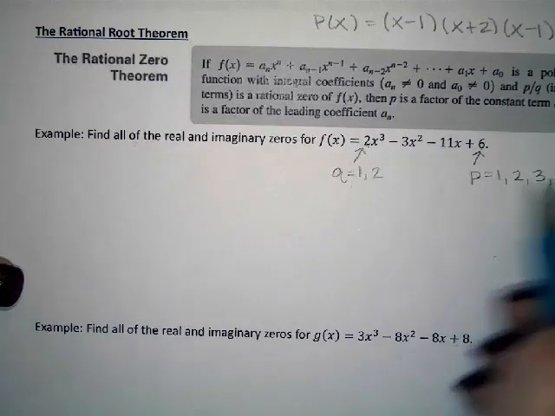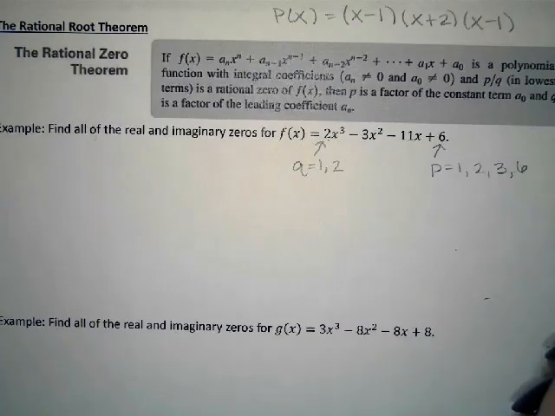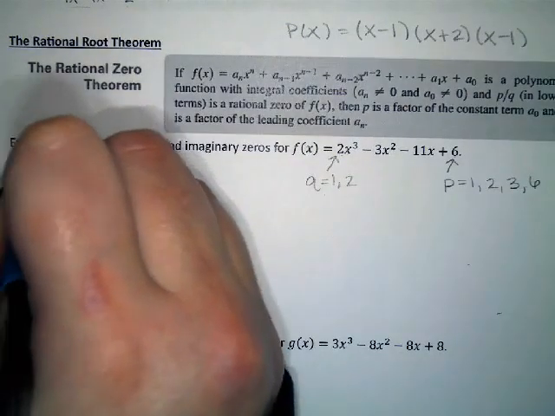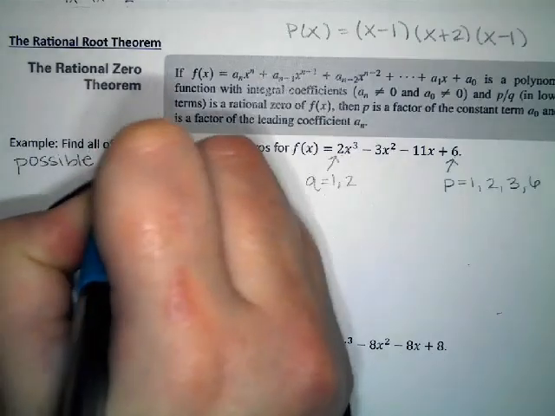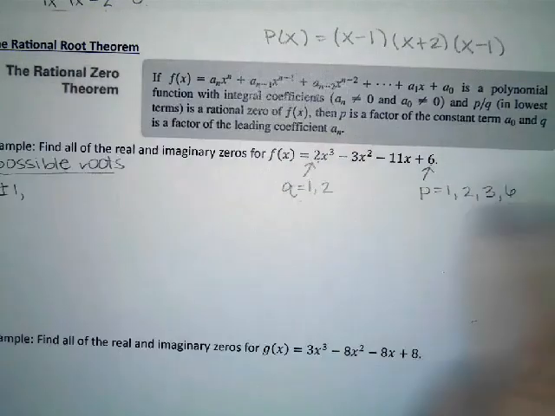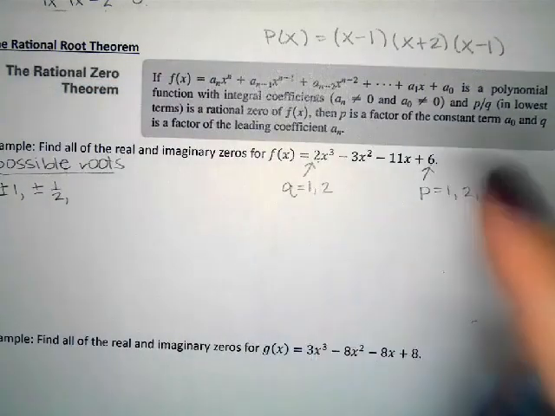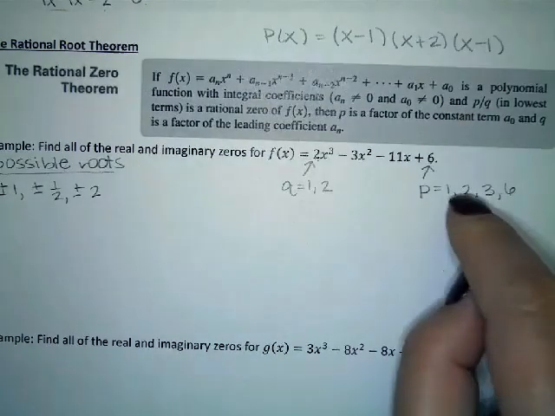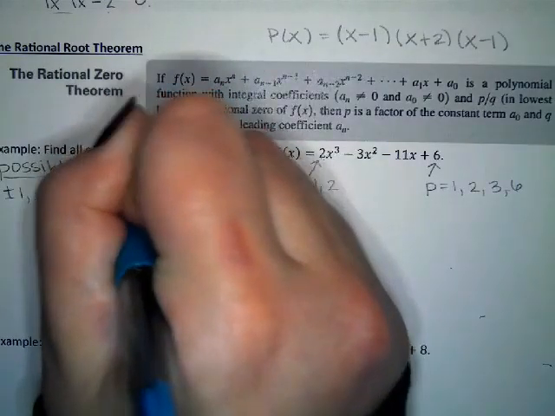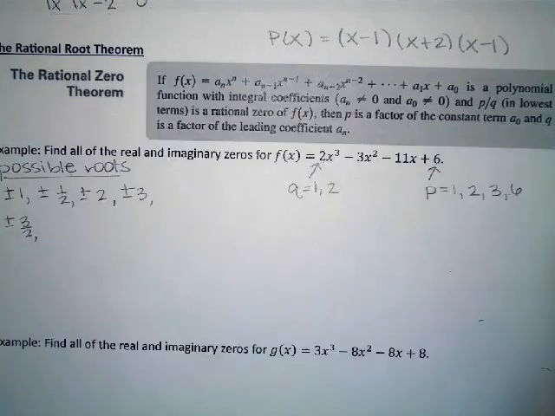So if I look at this, my possible roots: 1 divided by 1 is 1, so positive or negative 1. 1 divided by 2 is 1/2. Okay. 2 divided by 1 is 2. 2 divided by 2 is 1. I already had that on my list. 3 divided by 1 is 3. 3 divided by 2 is 3/2. 6 divided by 1 is 6. And then 6 divided by 2 is 3, which I already had on my list. Okay, so these are possible roots.